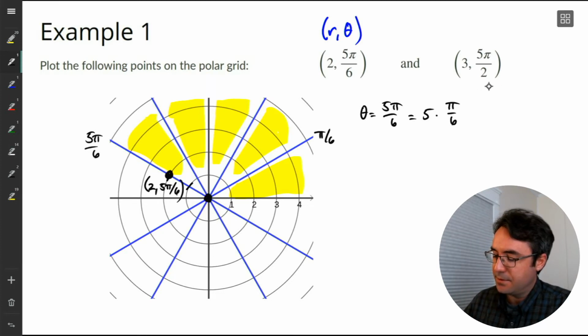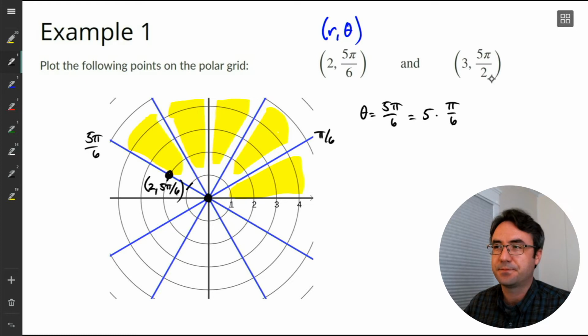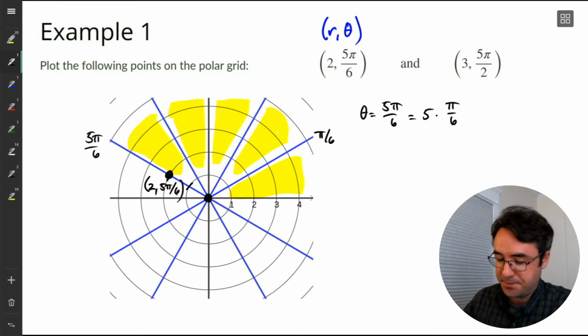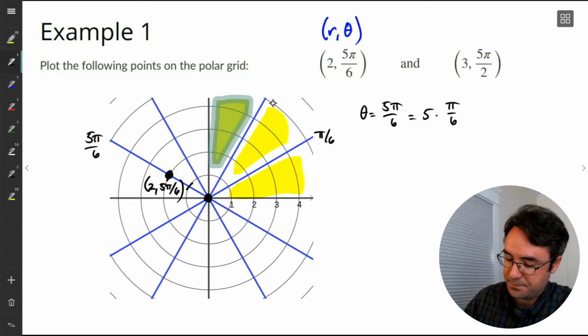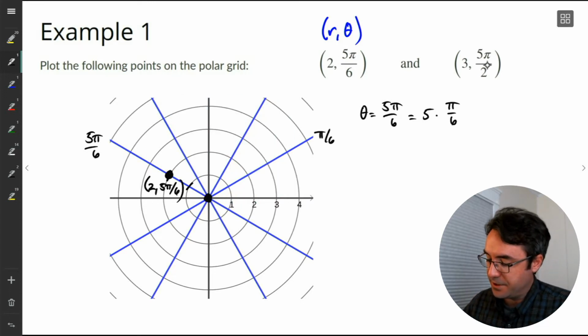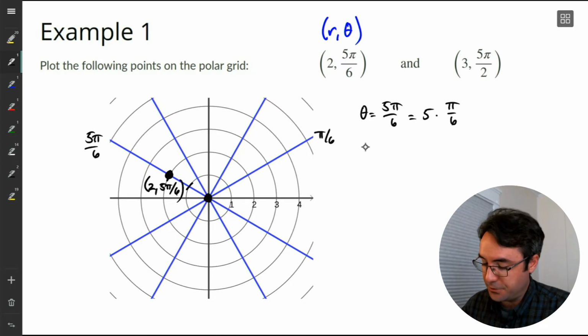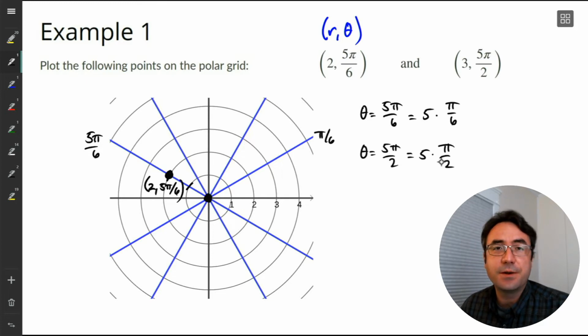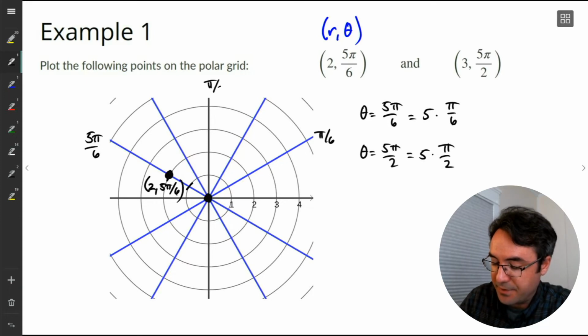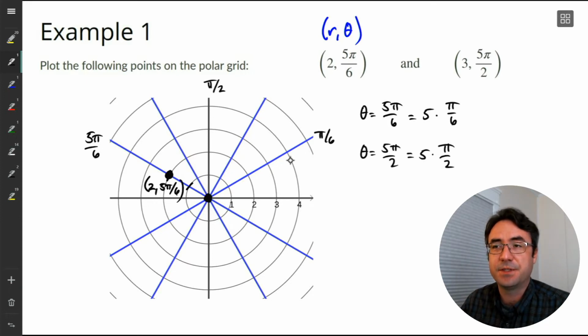All right, let's try this other one. 3, 5 pi over 2. Again, positive r value. The theta value is 5 pi over 2. So we want to identify what ray this is. So let's think of this, instead of 5 pi over 2, as 5 times pi over 2. So where is the pi over 2 ray? Well, that's the positive y-axis here. So it's this whole big wedge. And we're going to do 5 copies of that.